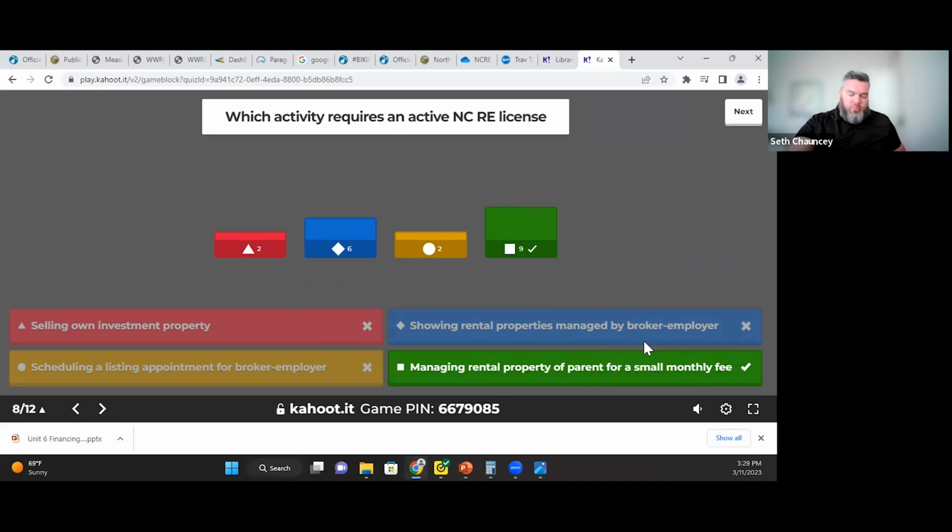Showing rental properties managed by a broker employer, that is an exemption, and we're going to talk more about that one. If you are employed by a broker property manager, you can show properties for lease legally, but not for sale, and you have to be paid salary or hourly. You can't be paid on a transactional basis. So we'll talk more about that exemption down the road. Scheduling a listing appointment for a broker employer doesn't require a license because that's just administrative duties. And selling your own investment property, you can sell your own property without a license. You don't need one.